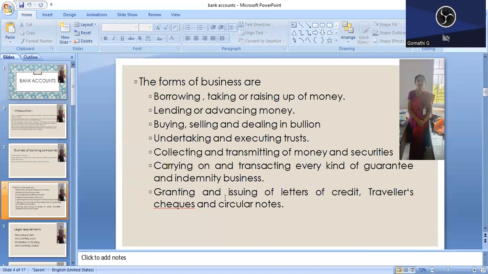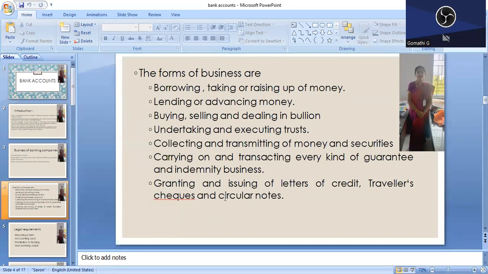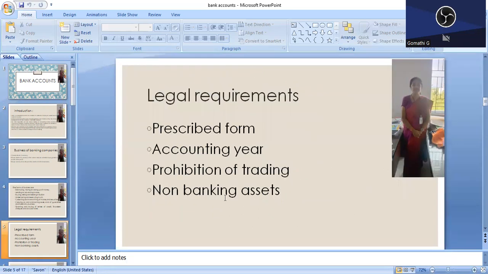What are the forms of business? That is borrowing, taking or raising up of money, lending or advancing money, collecting and transmitting of money and securities, carrying on transactions of every kind of guarantee and indemnity business, guaranteeing and issuing letters of credit, traveler's checks and circular notes. What are the legal requirements followed by banking companies?